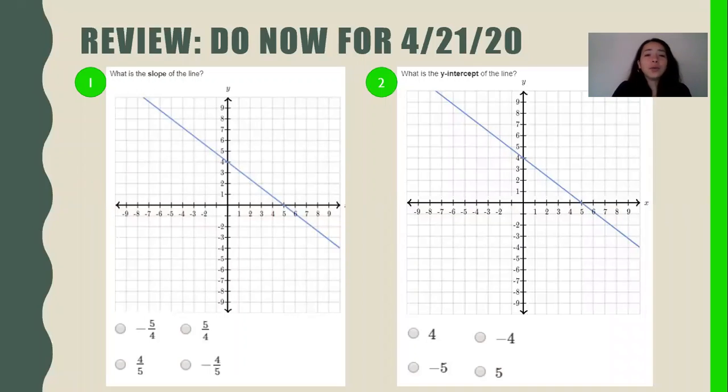So first, let's go ahead and review the do now for April 21st. And again, this has to do with the topics that we've covered, which are slope and the y-intercept. So I'll go through these, but again, we're going to go through these in further detail. So let's look at number 1. What is the slope of the line?